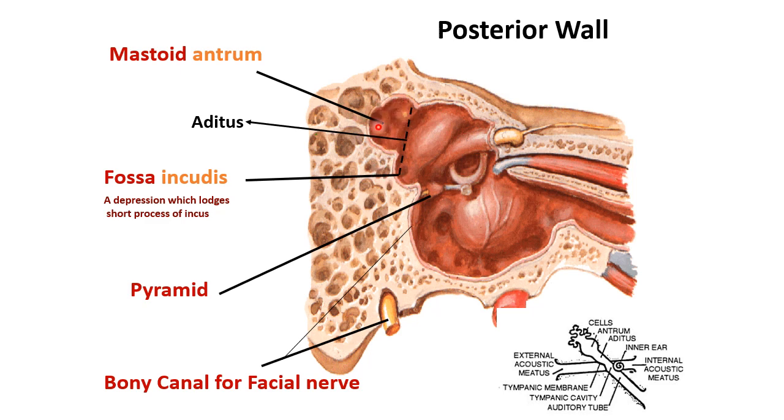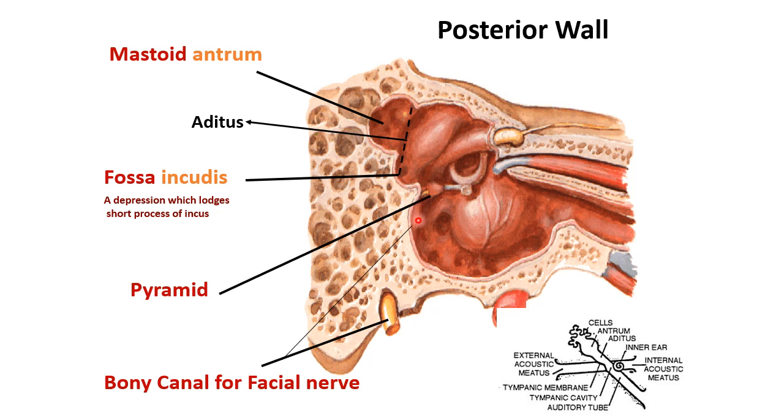This is the aditus, which is leading into the mastoid antrum. This would be the opening. Then there is this depression, which is the fossa incudis. Then the pyramidal prominence, in which is present the stapedius muscle, and it is supplied by a branch of the facial nerve, which is the nerve to stapedius. You can see how the muscle then becomes a tendon. The tendon goes and gets attached to the neck of the stapes.